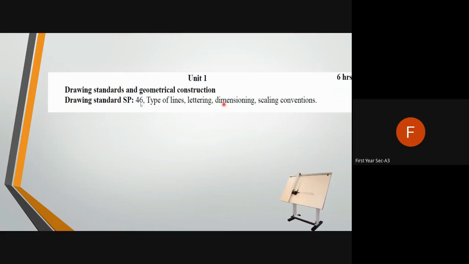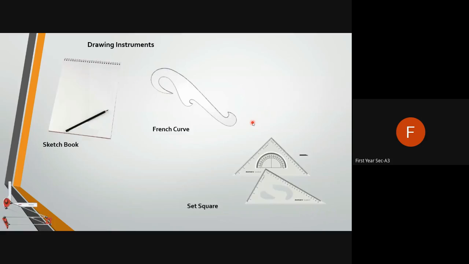Unit number one, in this we will learn the drawing standards and geometrical constructions. What are the drawing standards? In that, types of lines, then lettering, dimensioning, scaling convention, that we will see. First we will see what are the instruments which are essential for this class. As you all know, from 15th of February you might have to come to college, and the lecture will be in the college itself. Physical class, I think it is going to start from 15th of February.